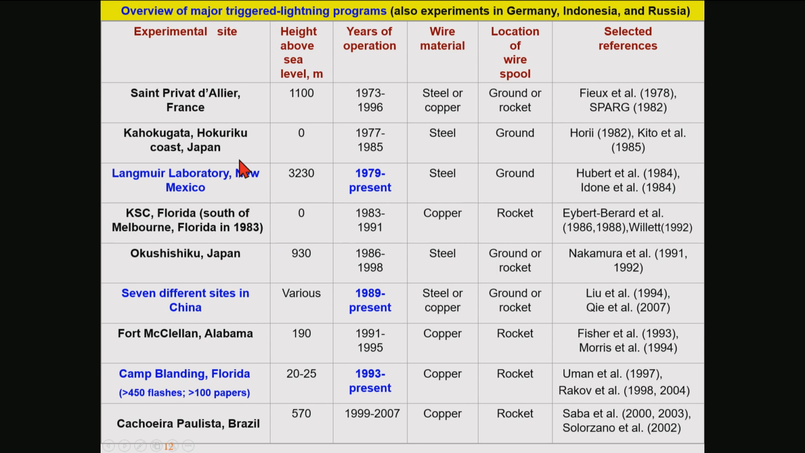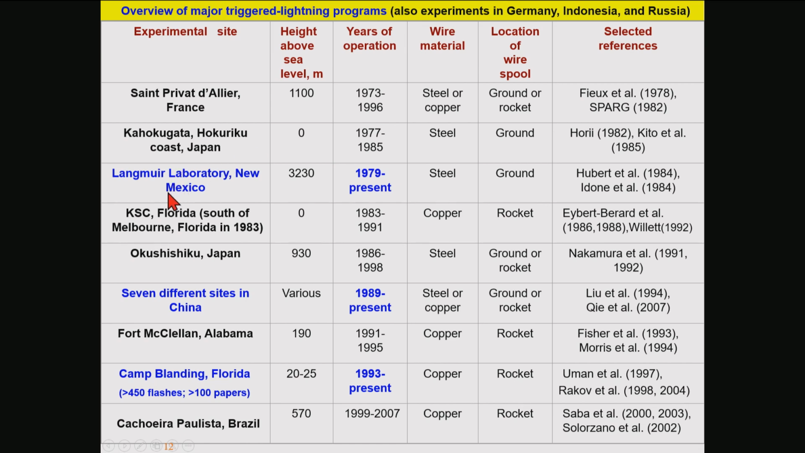Major triggered lightning programs. In this table, I list information about the location of the experimental site, height above sea level, years of operation. The wire material is either copper or steel. Location of wire spool could be a rocket or ground, and some selected references.